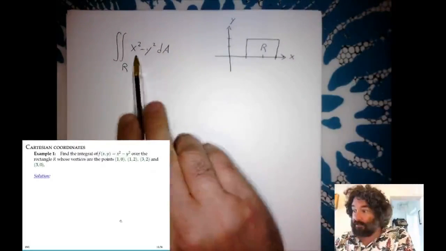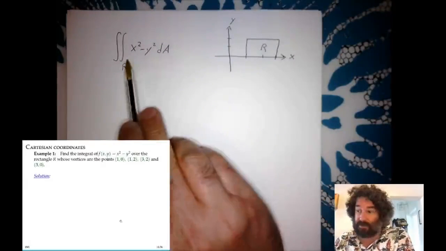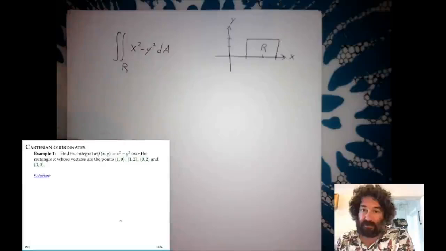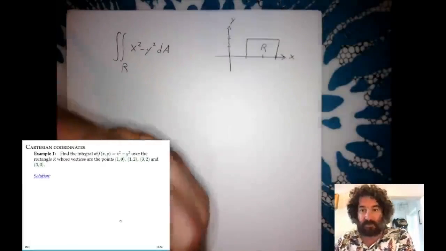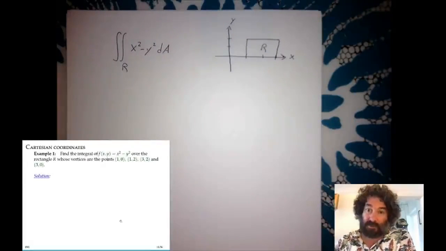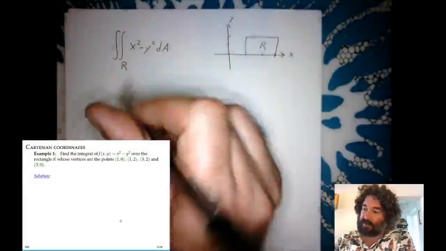And actually, one thing I didn't mention is that, as in the one-dimensional case, if the graph goes underneath the xy plane, then we count the volume as negative. And so if this function is negative in any part of R, then the part of the volume which is underneath the xy plane is counted as negative, just as in the one-dimensional case.